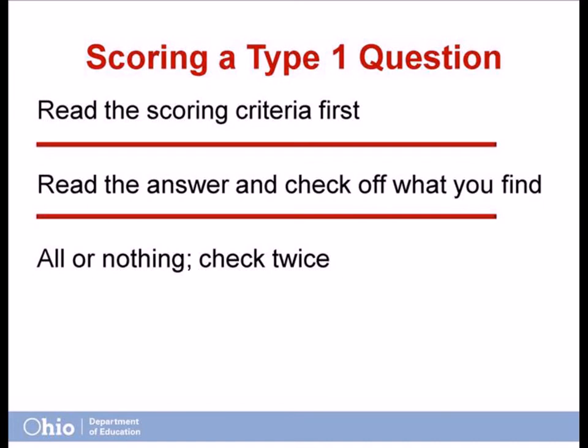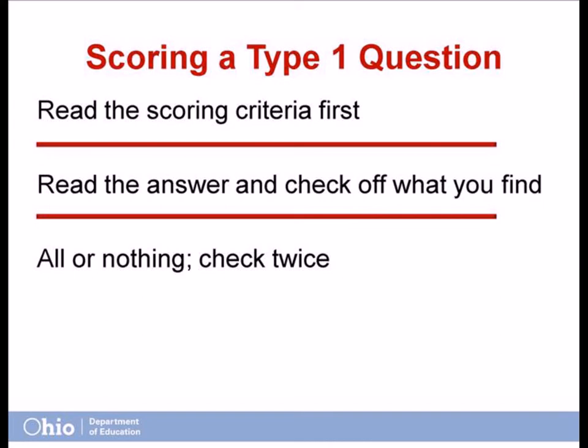To use the rubric with a Type 1 question, begin by reading the list of criteria for that question. Next, read the answer submitted for the Type 1 question. As you find each criterion, check it off on the rubric. Do not look in the responses for other questions. Limit your evaluation to the response associated with the question you are evaluating.